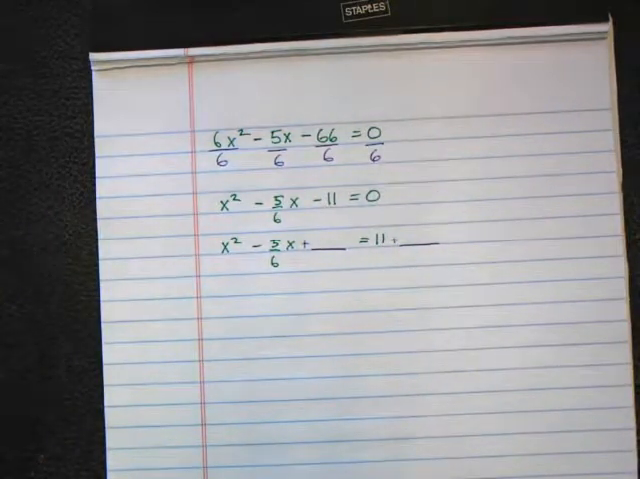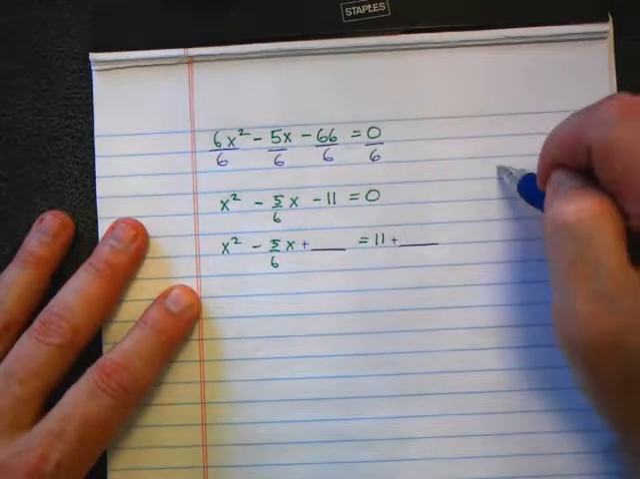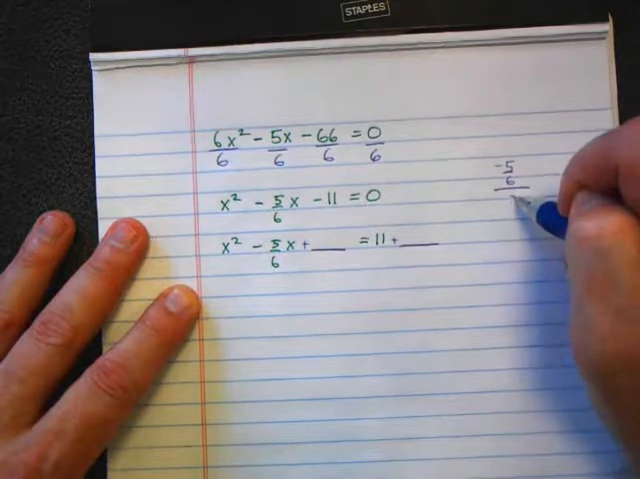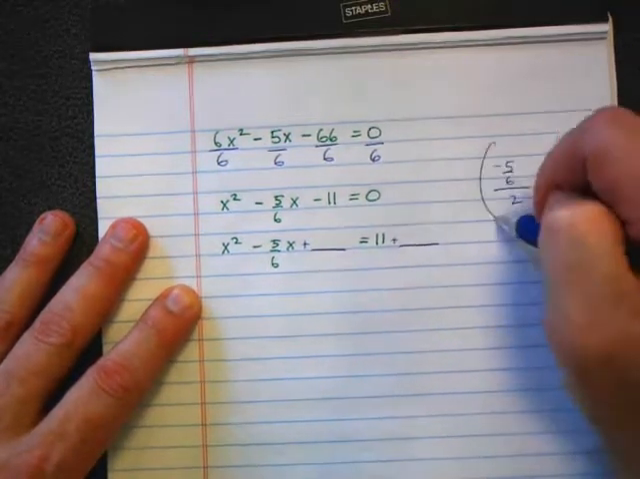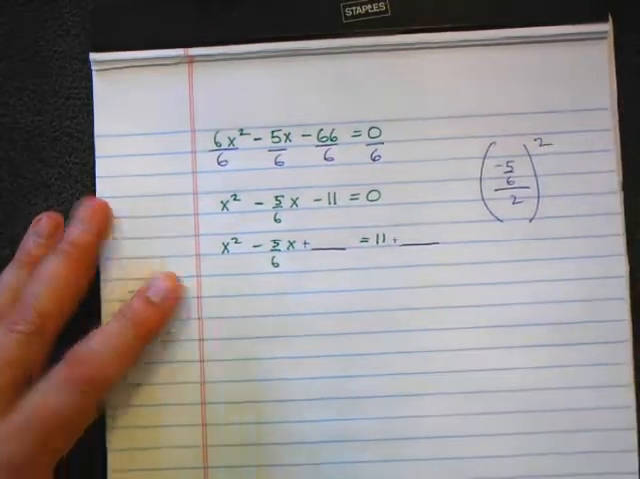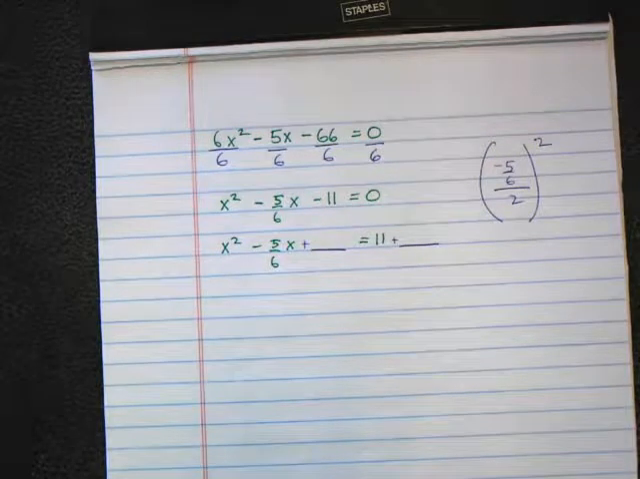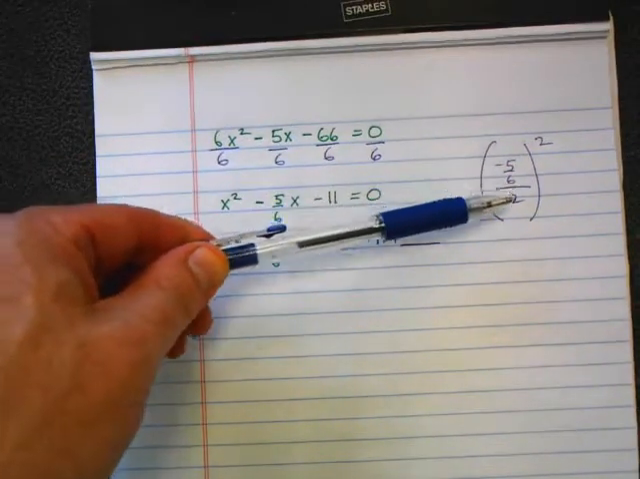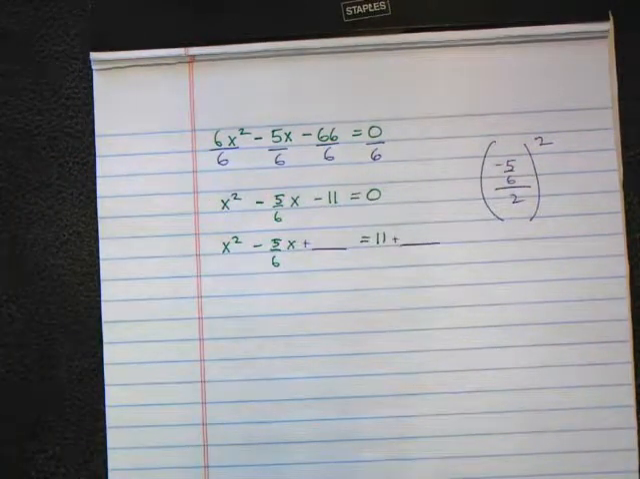I need to take my number in the middle, which is negative 5 over 6. I need to divide that by 2, and then I need to square it. So how do I take negative 5 over 6 and divide it by a regular old number like 2? It would be 5 over 12. Why is it 5 over 12?